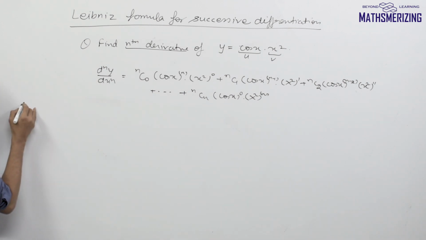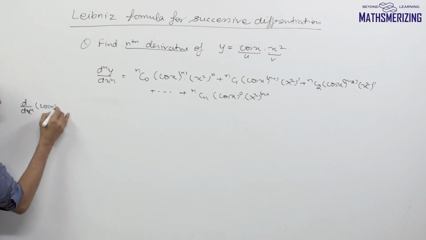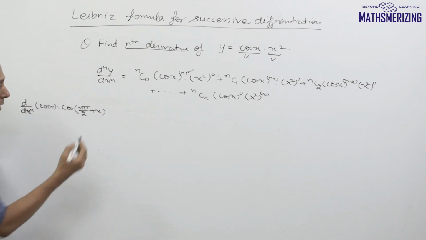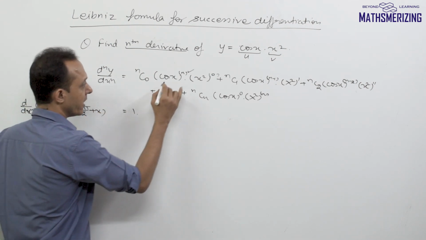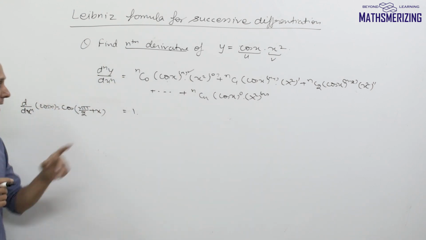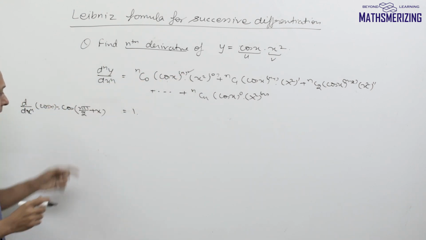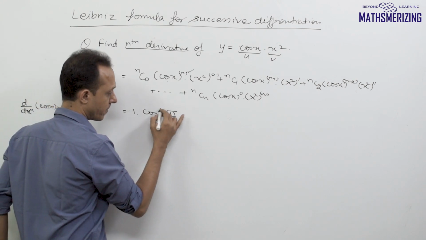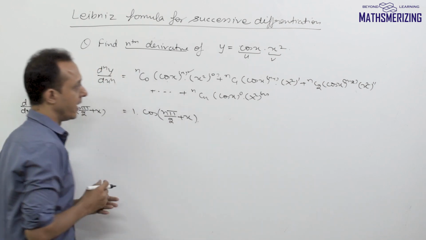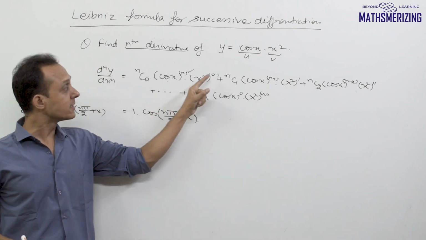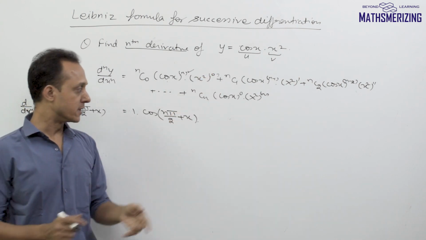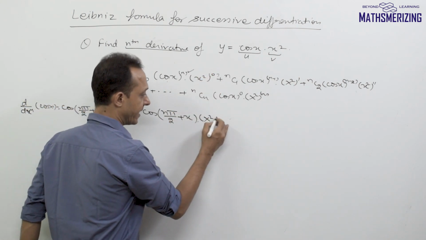Now we know that nth derivative of cos x function is cos of n pi by 2 plus x. Now nc0 is 1. Now this is not cos x to the power n, it is nth derivative of cos x. So it will be cos n pi by 2 plus x, and it is not x squared to the power 0, it is 0th derivative of this function. Now 0th derivative of any function is that function itself. So here it will be simply x square.